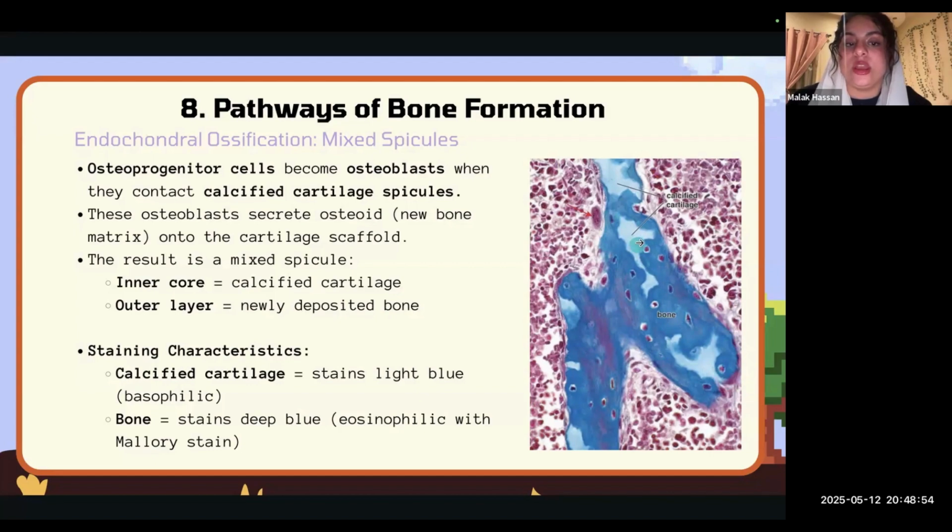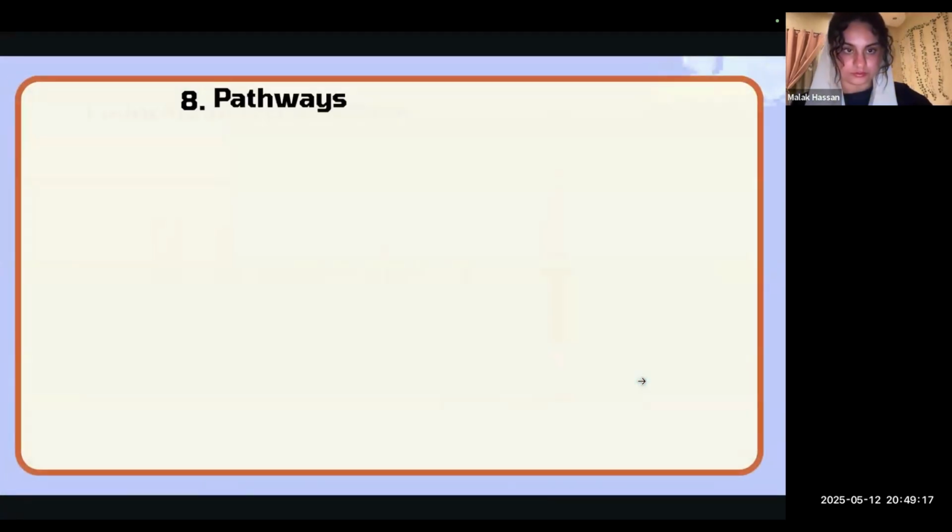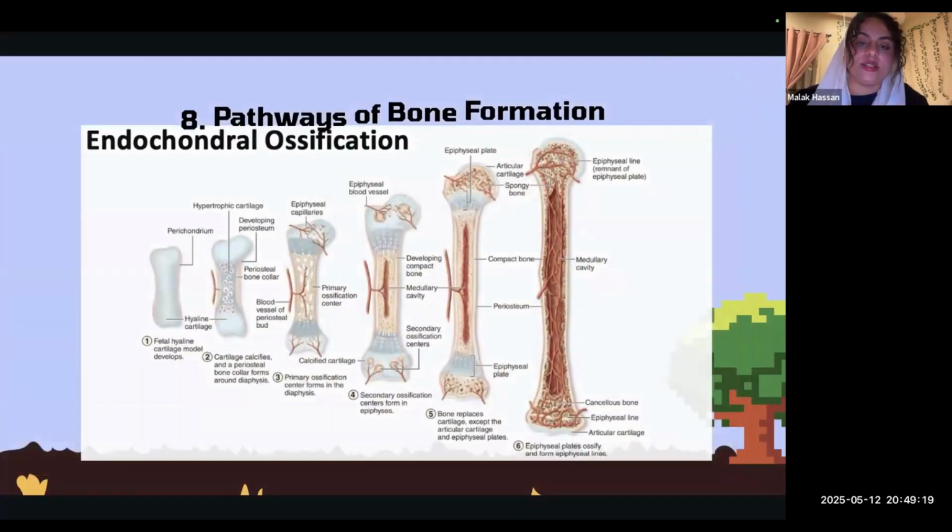You have an inner core and an outer layer. The inner core is made up of calcified cartilage, and the outer layer is going to be newly deposited bone. The calcified cartilage is going to be light blue stain, and the bone is going to be deep blue stain. And this is basically something called the Mallory stain. Okay, we already discussed this.